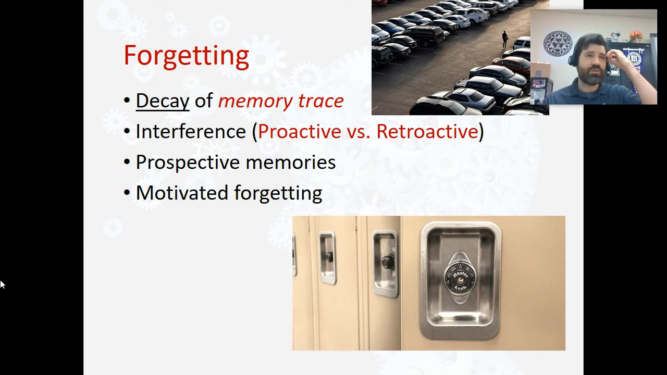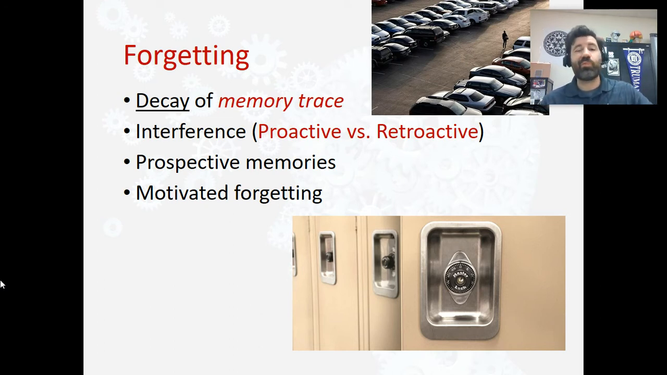So maybe you have a new locker combination. Well, you're probably going to struggle to remember last year's locker combination because you have this new one that you have memorized. They're very similar memories. They get in the way of each other. And so if you can't remember your locker combination from last year because the only thing you can remember is this year, that's retroactive interference. Retroactive, the new information is getting in the way of remembering something old.